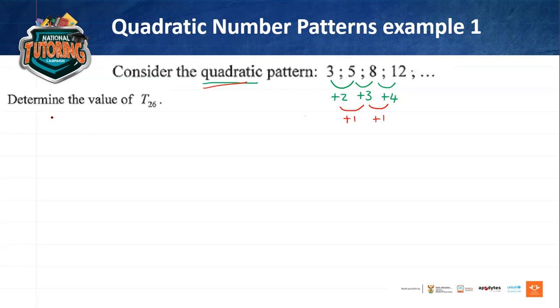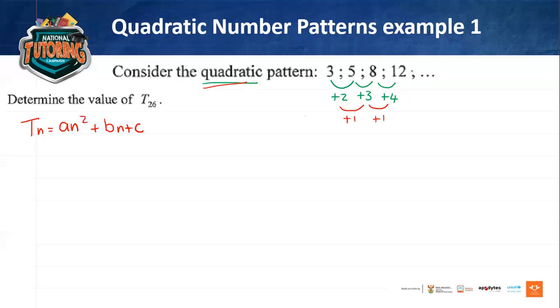So I need to figure out what is Tn in the form an squared plus bn plus c. So I always start by drawing a difference table, which I've done over here, and make it part of your working.